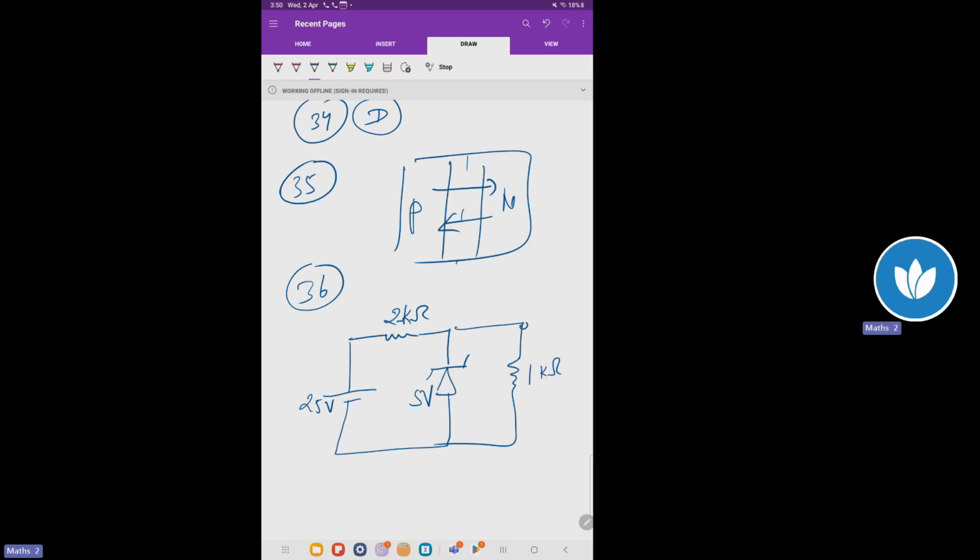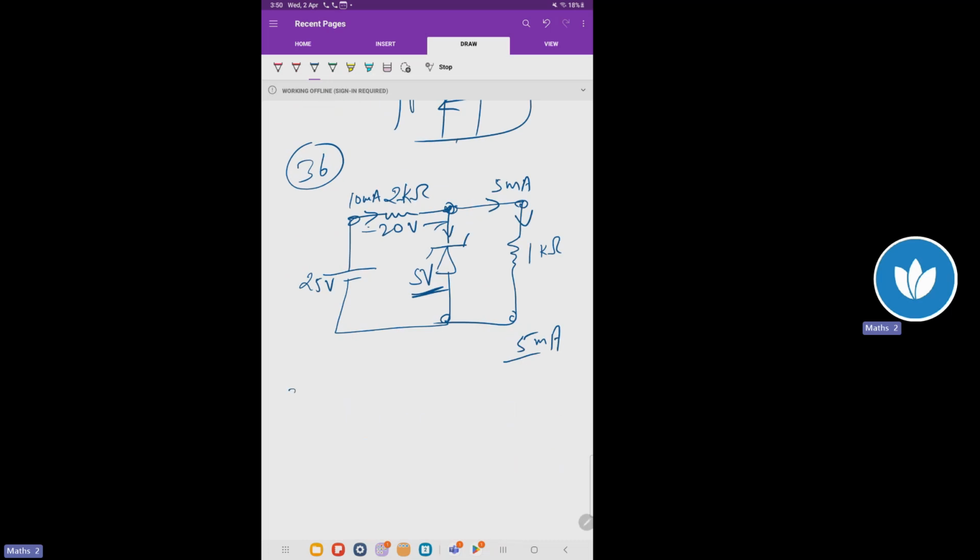Voltage across this 1 kilo ohm is 5 volts. So current in this is 5 by 1000, 5 milliampere. And voltage across this point is 5 volt, then the remaining voltage is 20 volt. Then current in this wire is 10 milliampere. The 5 milliampere is going in this resistance. Then the remaining 5 milliampere will go through this Zener diode. So the answer is 5 milliampere. 37.